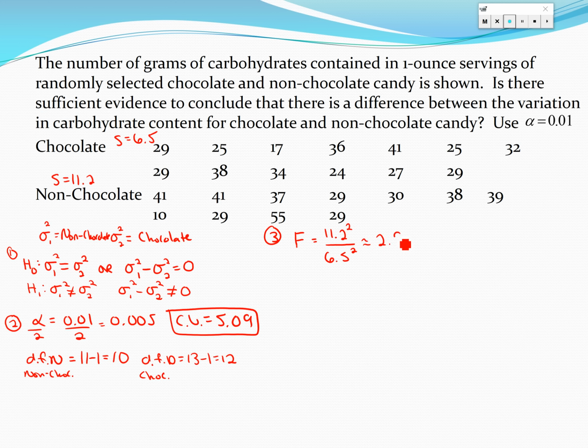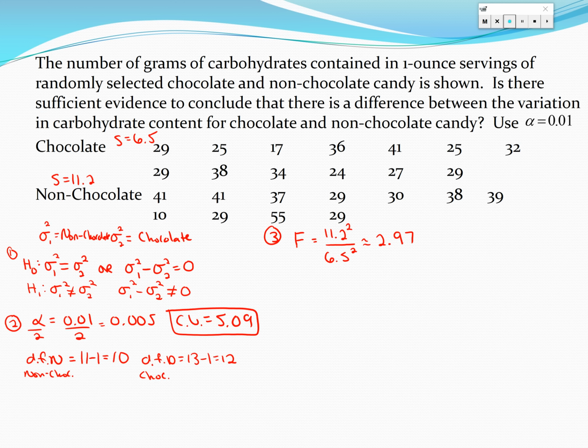We get roughly 2.97. How do I know what to round to on the test values? I always go to the same amount of places as my critical value. So whatever my critical value is rounded to, that's what I go to for my test value, because we have to compare those two things.